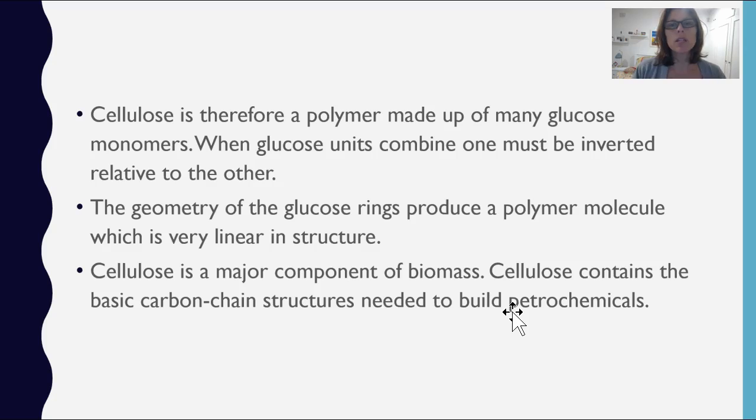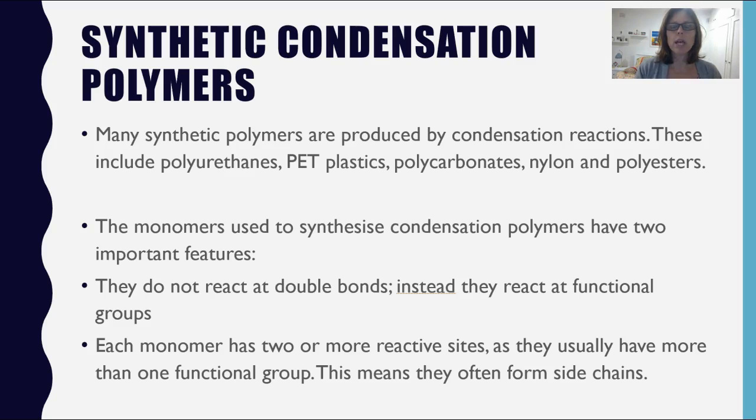Cellulose is pretty much the major component of biogas, which we would have looked at when we looked at alternative fuels and using biomass as a fuel. Because of that, it's one of the major structures used to build petrochemicals. But what we're going to look at today is our synthetic condensation polymers. Many of these you will have heard of before, and they're produced through condensation reactions.